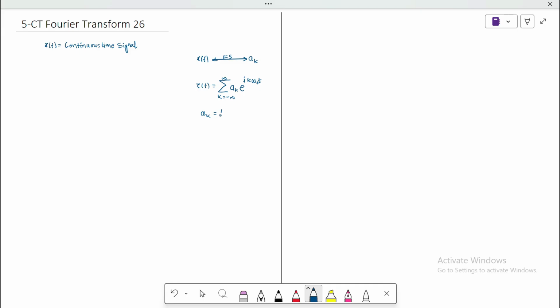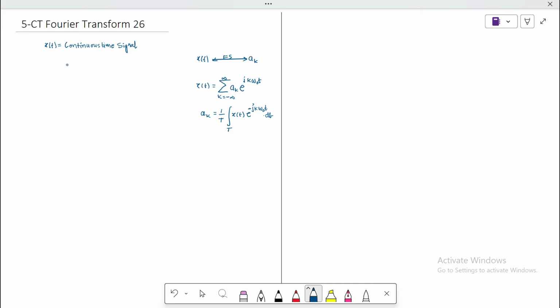So ak equal to 1 by T for the integration. We are doing the integration within one time period. Why? Because it is a periodic signal. We know that continuous time Fourier series is applicable for periodic signals. x of t into e power minus jk omega naught into t into dt. So this is about Fourier series.